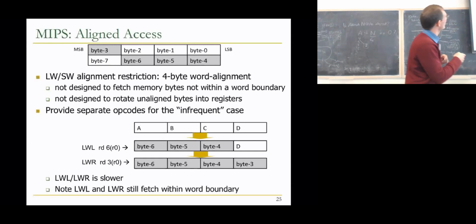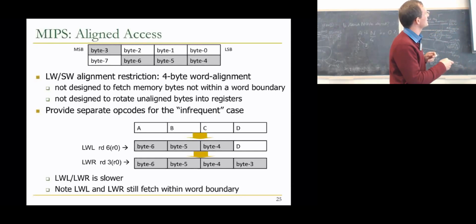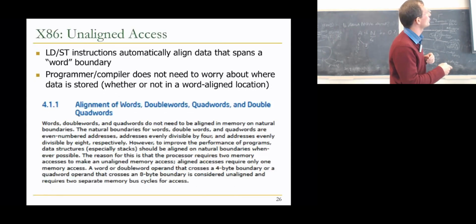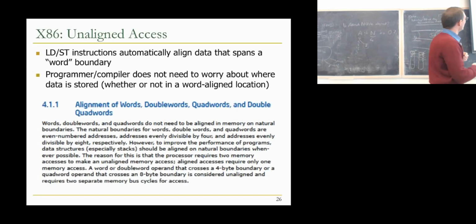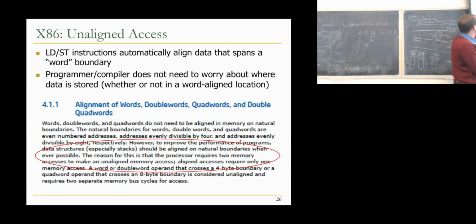Okay, x86 load and store instructions automatically align data that spans a word boundary. Basically, the programmer and compiler do not need to worry about where the data is stored. So if you look at this, I'm not going to read this again, but basically it says you do not need to align anything. However, to improve the performance of programs, data structures, especially stacks, should be aligned on natural boundaries whenever possible. And they also say the reason.